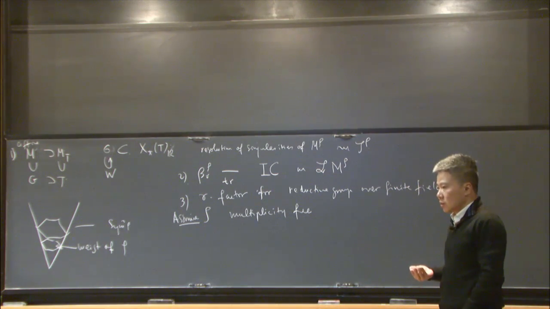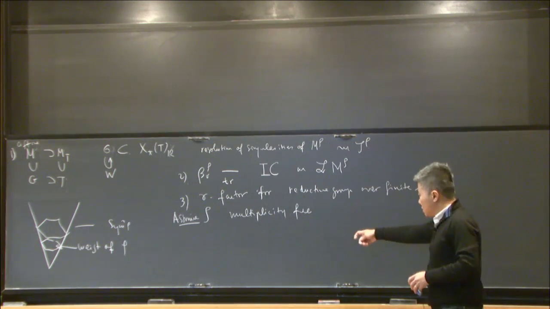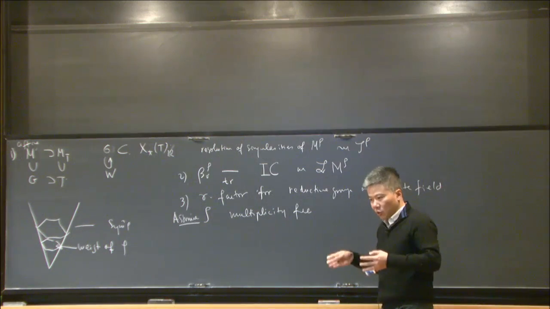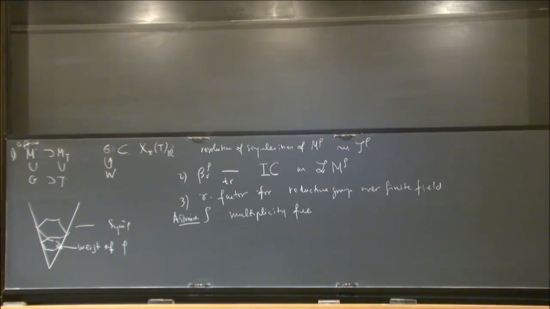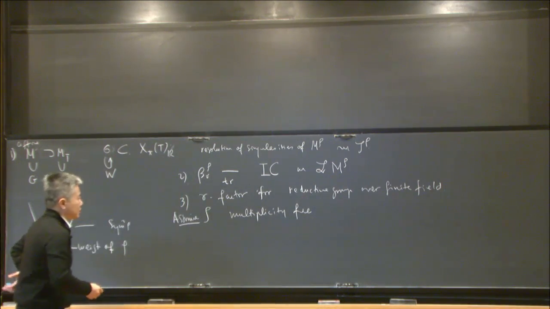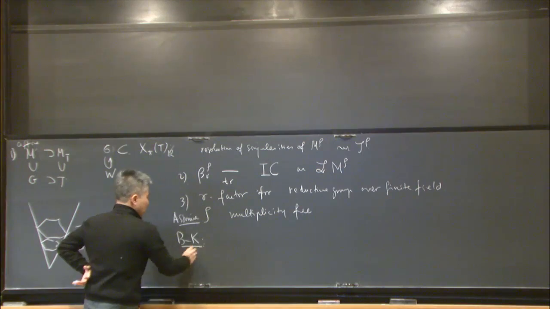That's very rare, a minuscule case. I think in the case of GL_n we can solve the multiplicity problem over finite fields, but it just creates extra difficulties. I don't want to put too many difficulties together. So how is the gamma factor constructed? This construction was proposed by Braverman and Kazhdan.